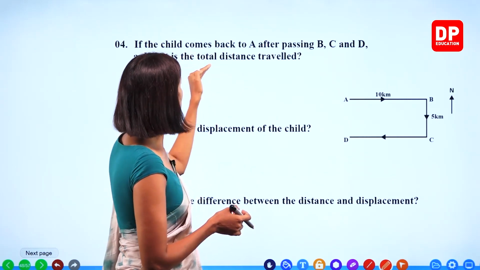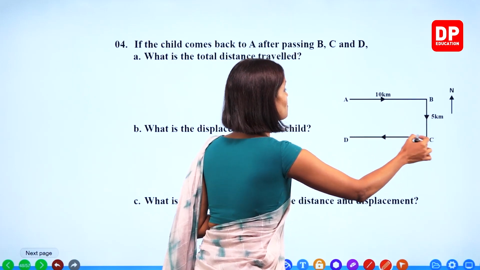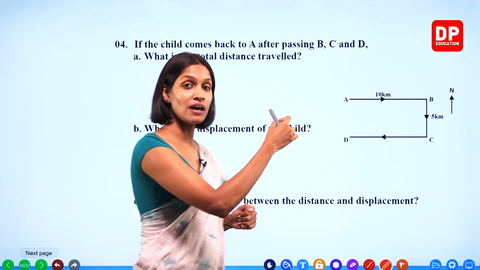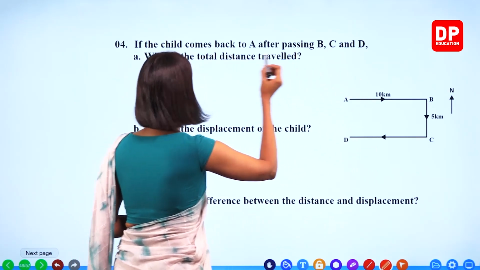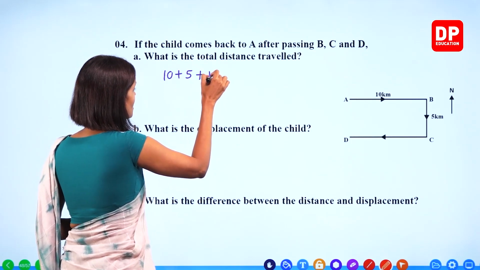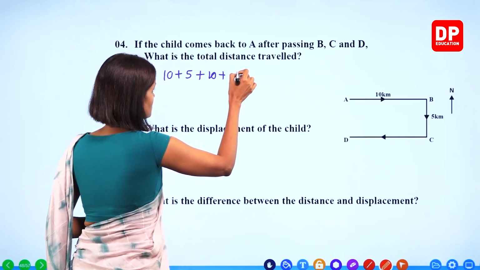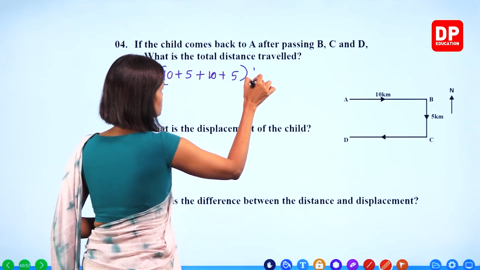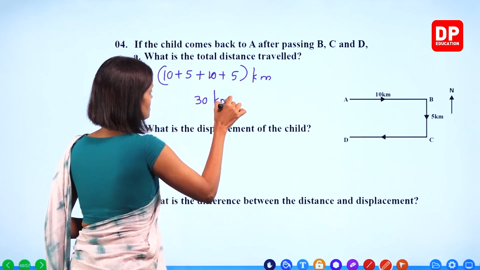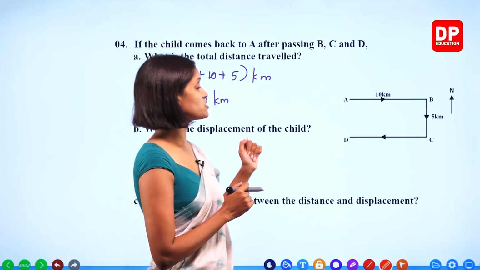Okay, so what is the total distance traveled? Now earlier the child travels 10 kilometers, 5 kilometers and another 10 kilometers. If he goes back to A, he travels another 5 kilometers. So this time 10 plus 5 plus 10 plus another 5. AD is 5 kilometers, which means 30 kilometers. 30 kilometers.